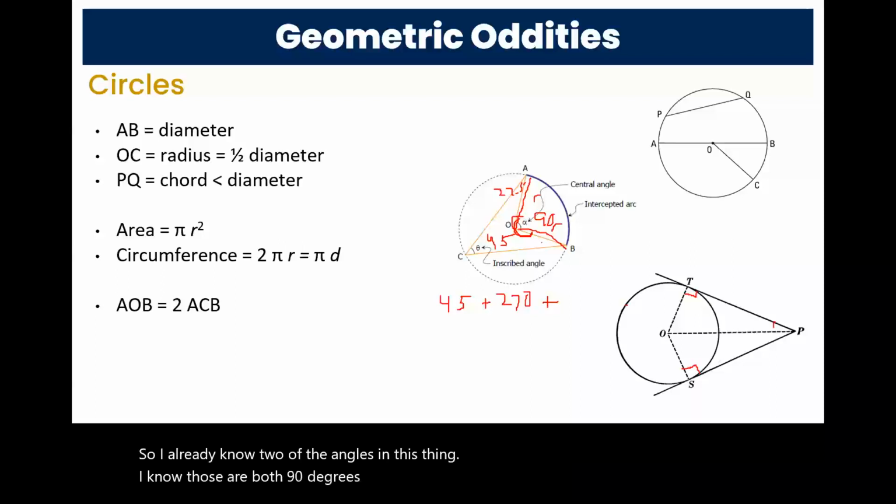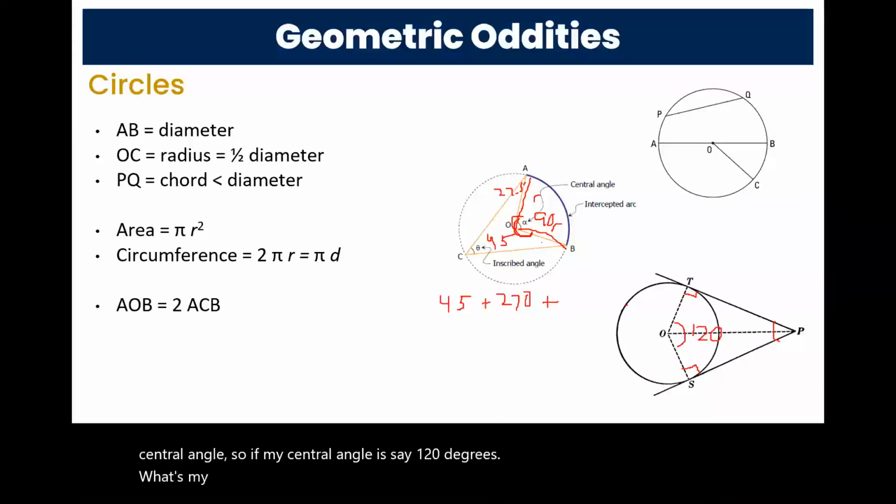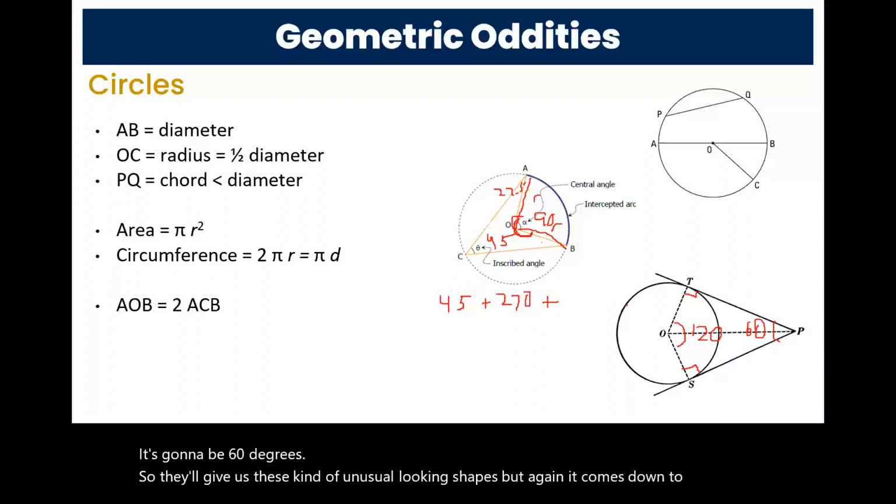So can I figure this angle out? Sure, if they give me the central angle. So if my central angle is, say, 120 degrees, what's my fourth angle in this quadrilateral? It's going to be 60 degrees. So they'll give us these kinds of unusual looking shapes, but again, it comes down to quadrilaterals and triangles.